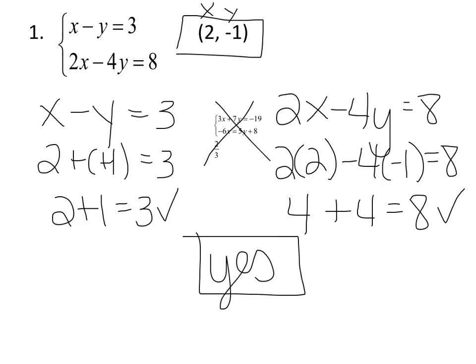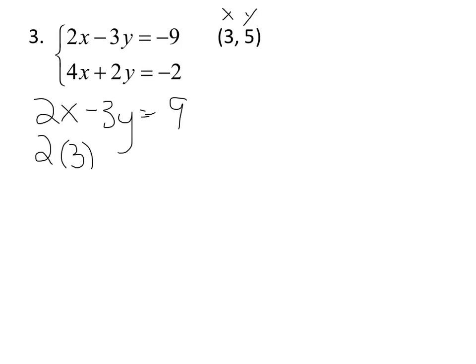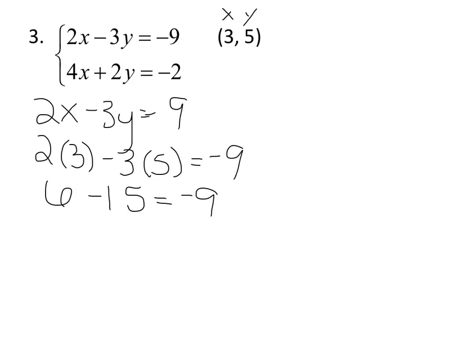Okay, so we have 2x minus 3y equals negative 9, and then 4x plus 2y equals negative 2, and we're checking 3, 5. So label x, y. 2x minus 3y equals negative 9. We are plugging in 3 for x and 5 for y. So we have 6 minus 15 equals negative 9. 6 minus 15 is negative 9.